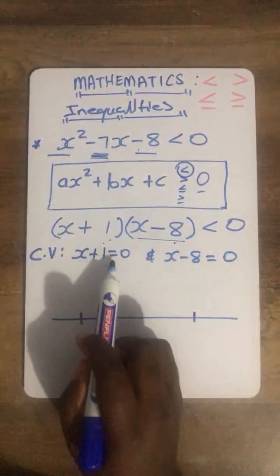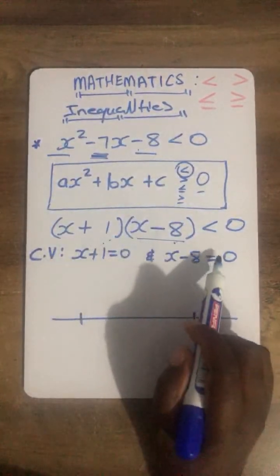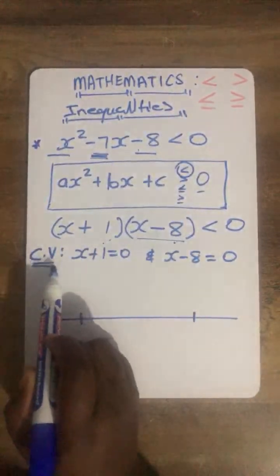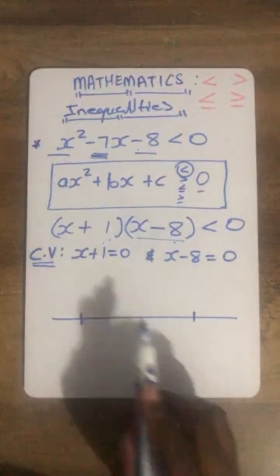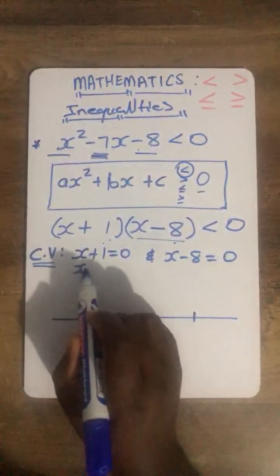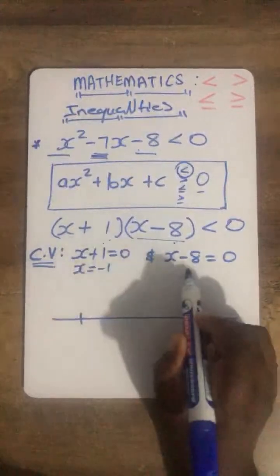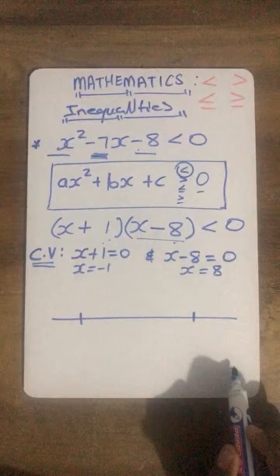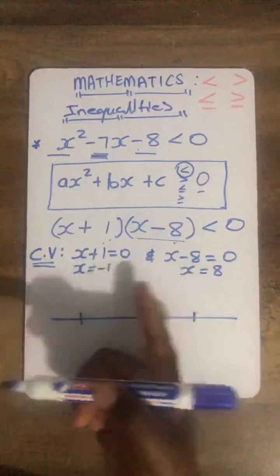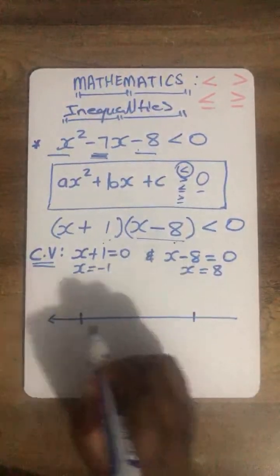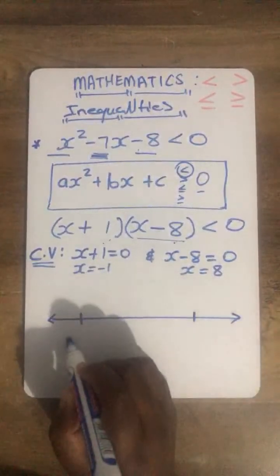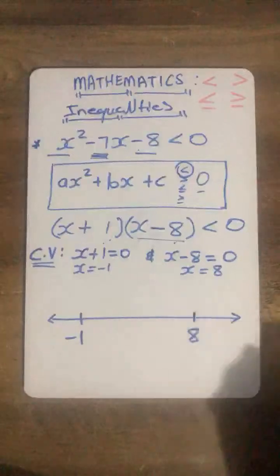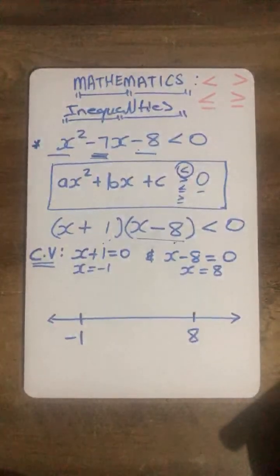So for you to use the equal sign, you ask permission by stating critical values, so that you now solve for x. You take 1 to the other side, it is -1. Here again you take 8 to the other side, it is 8. Why did you have to find the critical values? It's because you wanted to represent them on a number line. So on this side is going to be -1, and then the bigger number on the right side.